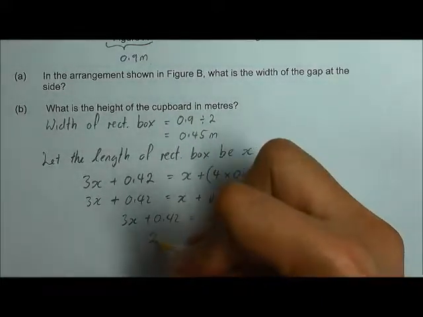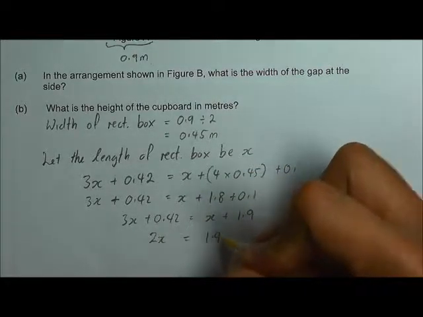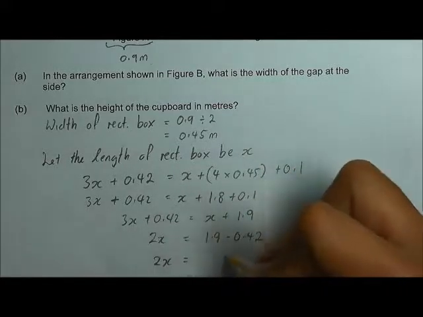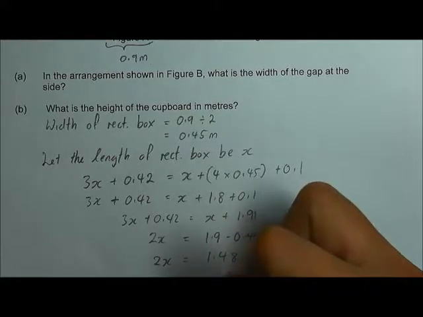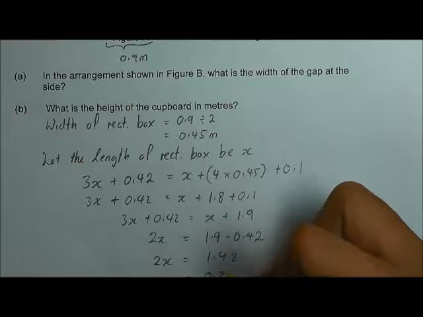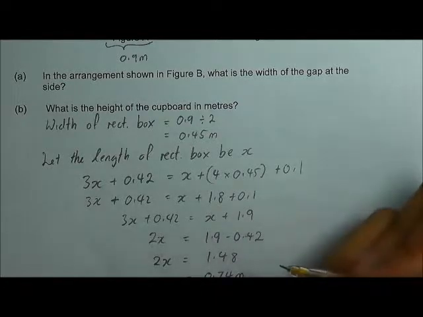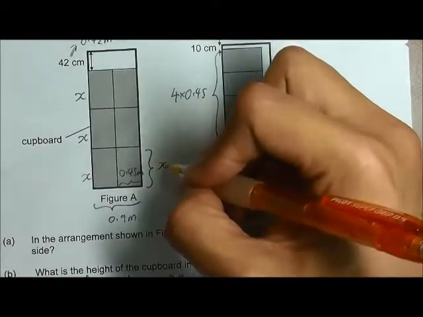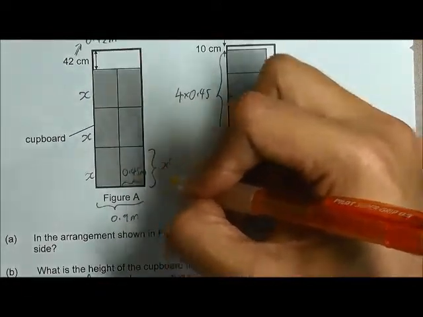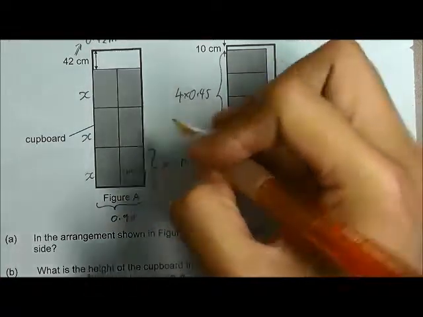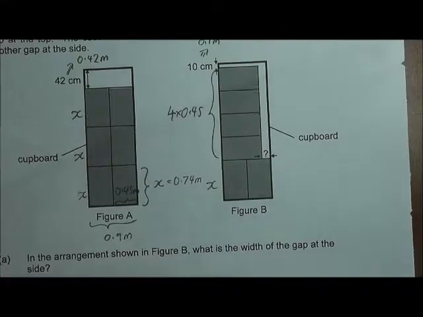And 2x is equal to 1.9 minus 0.42. So 2x is equal to 1.48. And x is equal to 1.48 divided by 2. That will give us 0.74 meter. So now we know that the length of the rectangular box is 0.74 meter. We can answer the first question, A.